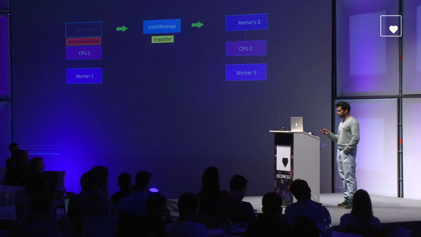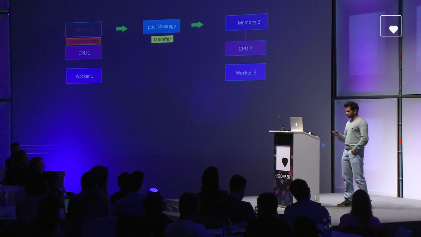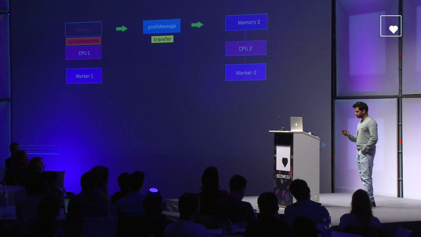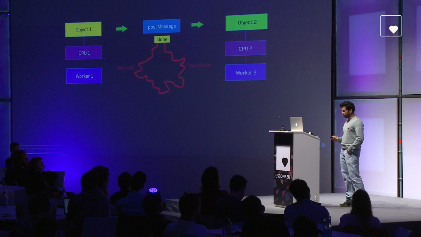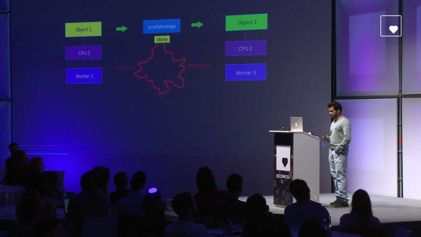Another option is to transfer the entire memory. It's fast, because there is no cloning, you just transfer the memory. The problem is it's detached from CPU 1 and there's no more access. And if you have an object, it's even crazier. It will serialize and deserialize during this clone, and it's very expensive. So for real-time shared memory parallel programming, this is not an option.